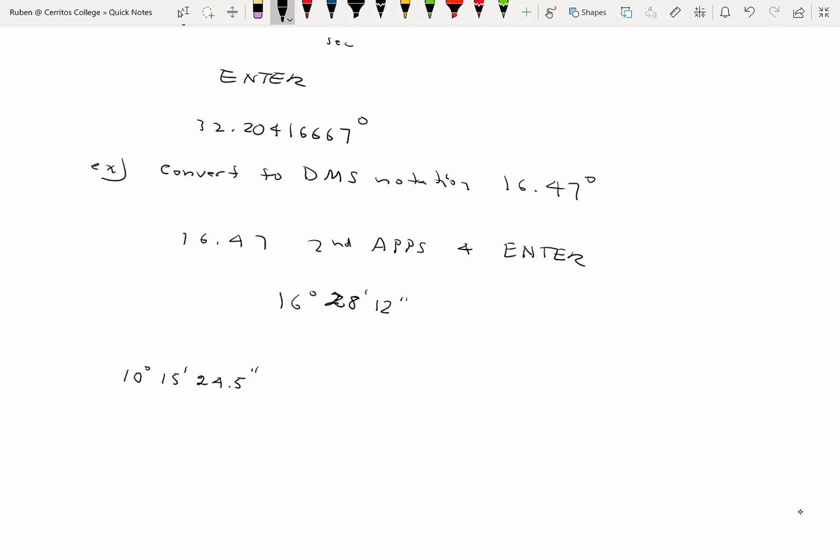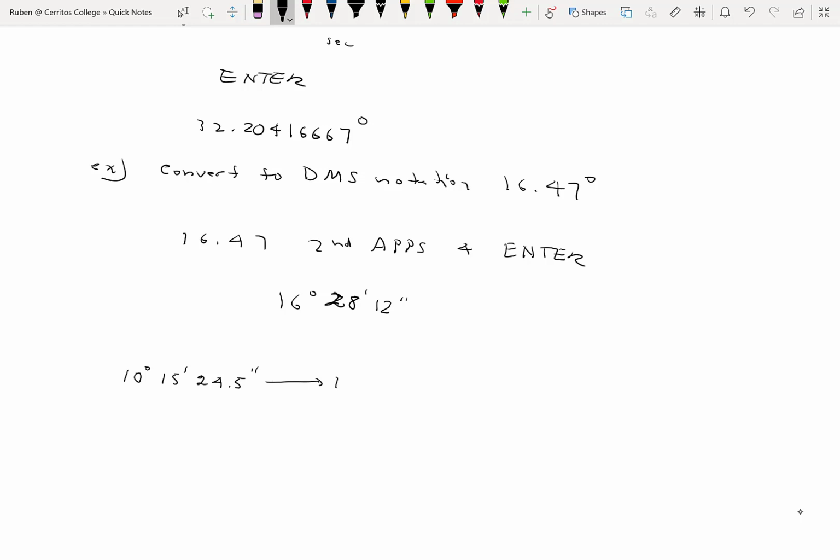24.5 seconds. In our course, we want our angles to have all whole numbers of degrees, minutes, and seconds. Degrees and minutes are always whole numbers. They're never fractions of degrees or minutes. But the seconds can turn out to be fractions of a second. What we're going to do is we're going to round to the nearest second.